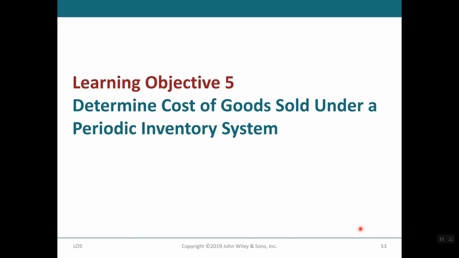All right, so we go to learning objective 5, cost of goods sold under a periodic inventory system. We just finished with perpetual, and I don't want us to get it confused. So this is going to be under the periodic system.